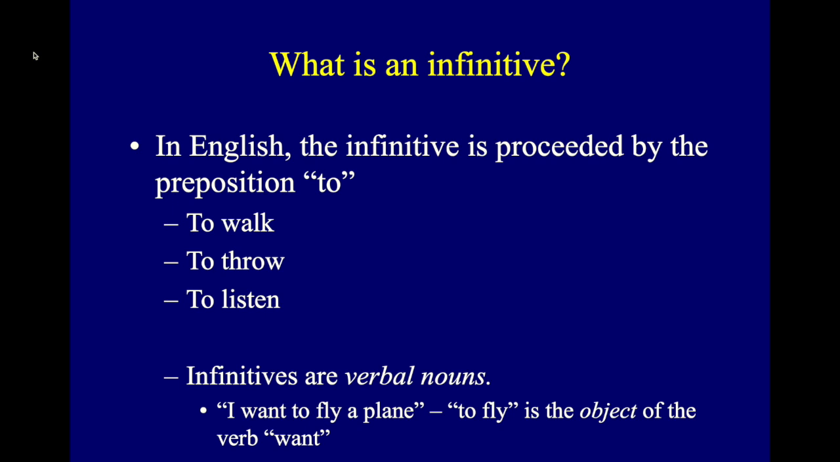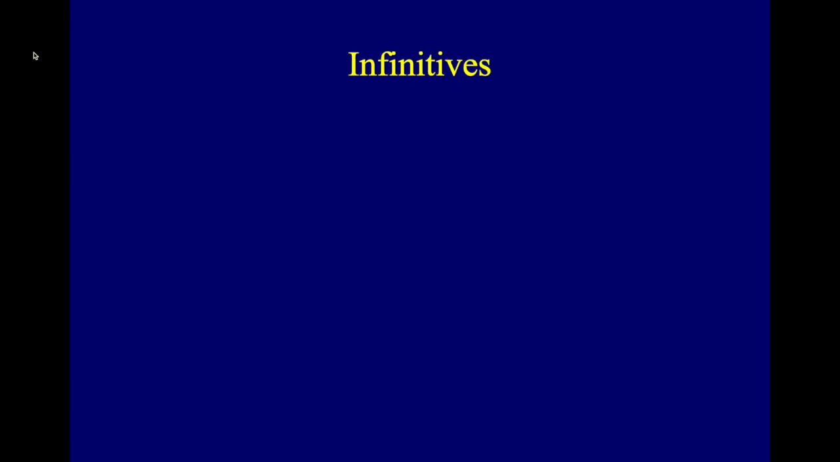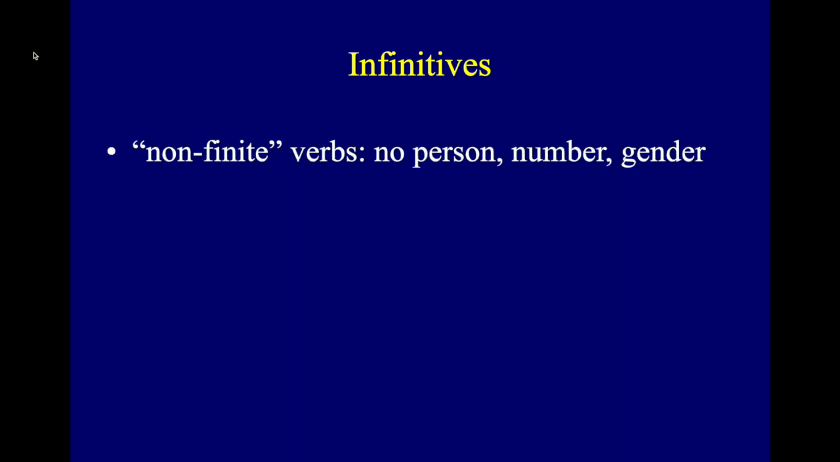It's a thing, but it's not a thing. It's an action, right? But grammatically, in the way that it works in my sentence, I'm treating it like a thing. So when we treat an action like a thing, in terms of grammar, if we make it in our sentence into a thing that we can want or have or something like that, then what we're doing is making an infinitive. Infinitives are verbal nouns, just like participles were verbal adjectives. So these non-finite verbs have no person, no number, no gender.